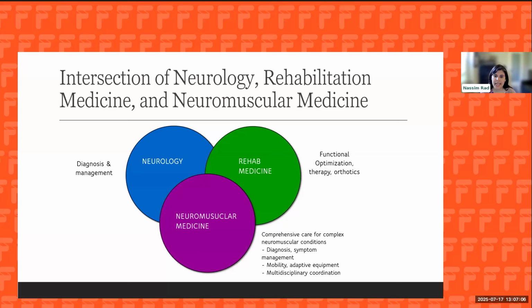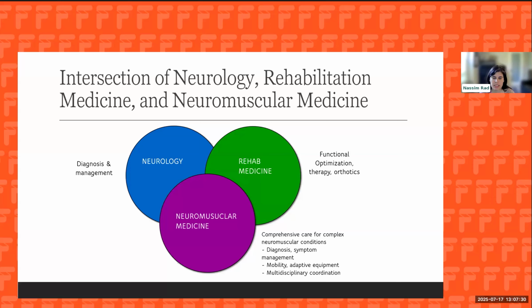FSHD. Rehab medicine is thought about as a physician that works to optimize function. They oversee therapy and orthotics. They do diagnosis of those functional limitations as well. And again, they also see patients from the stroke patients to the FSHD patients.